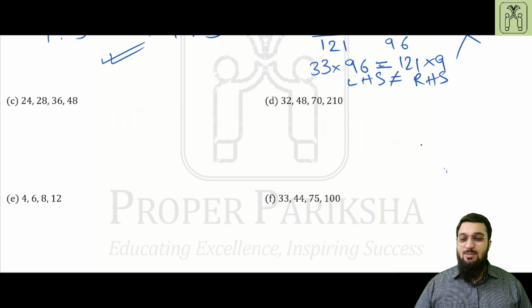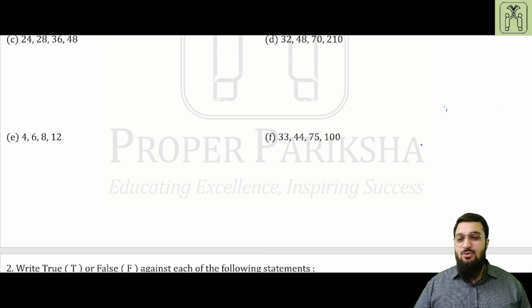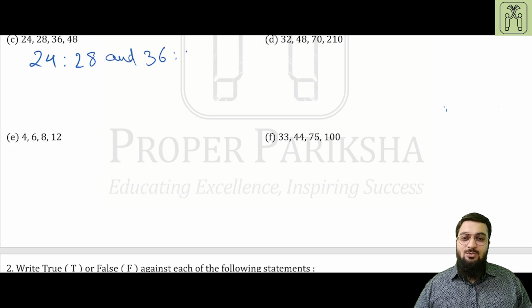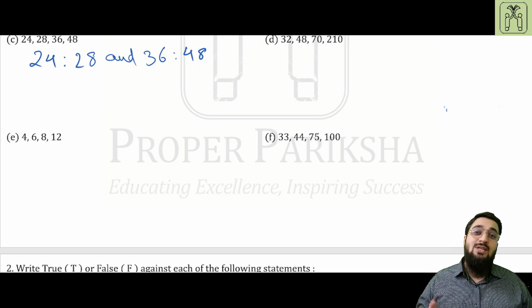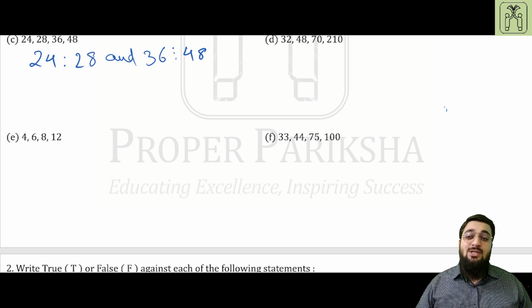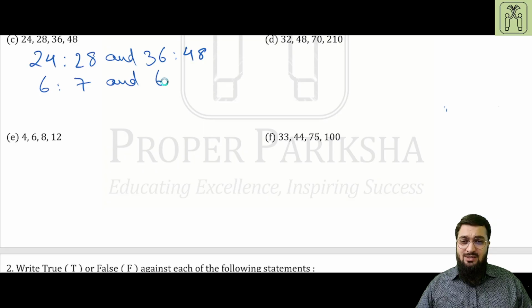Coming to the next part, C of question 1. 24, 28, 36, 48. So 24 is to 28 and 36 is to 48. Where we can easily multiply, we will do that. If we can easily divide, we can do that. But in cases where it is difficult, we will try to do cross multiplication. So 24 is to 28 can be simplified in the following manner, like 6 fours are 24 and 7 fours are 28, and this will be 6 sixes are 36 and 8 sixes are 48. So this is actually not in proportion.